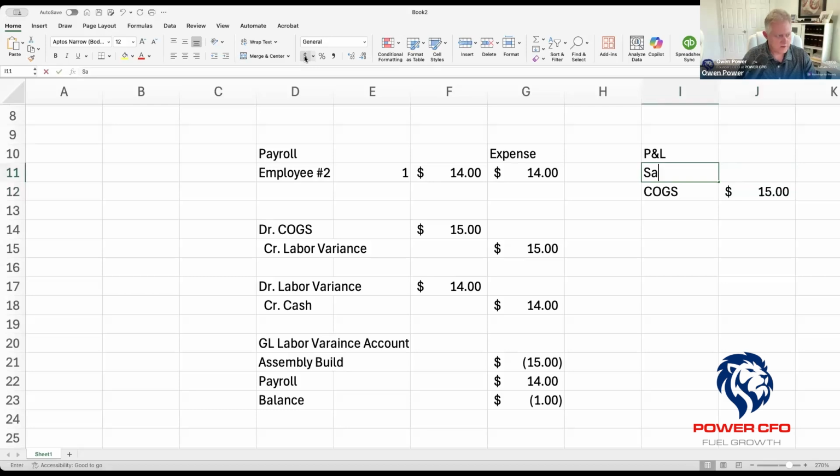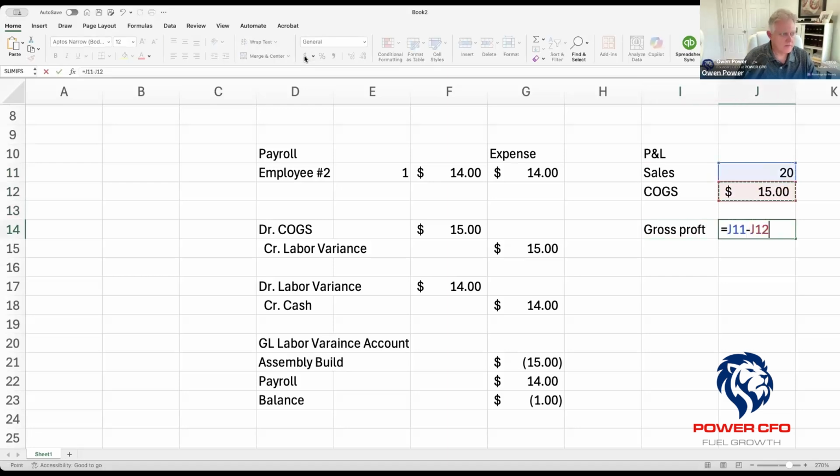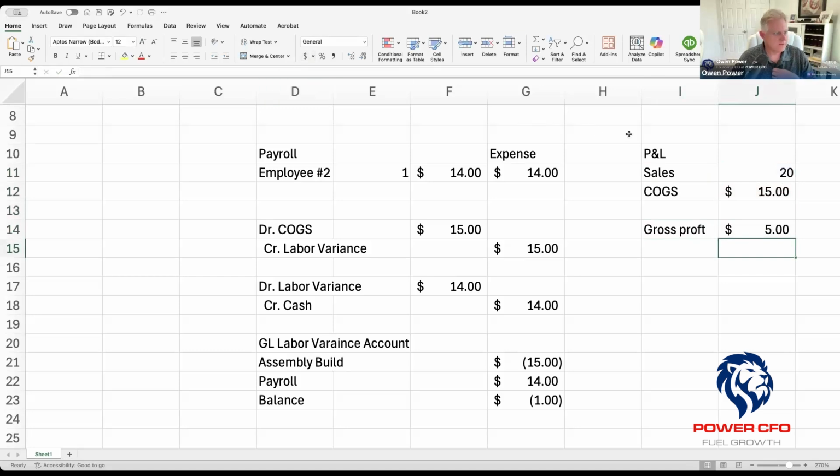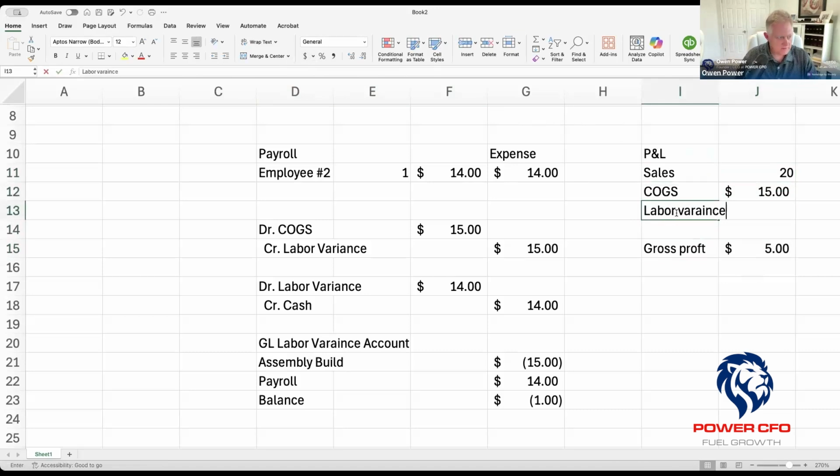Let's do some other numbers here. You'll also see sales. Let's just say we sold it for 20. And you'll see a gross profit then of 5. You would see gross profit of 5, right? But what we've done is that we've got the labor variance account. And so included in cost of sales, we've also got labor variance of the 1. Is everybody still with me? Are you seeing where I'm getting these numbers from? So we would show a gross profit of $6.